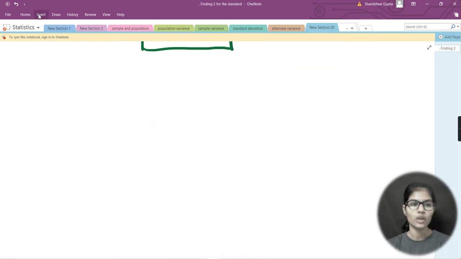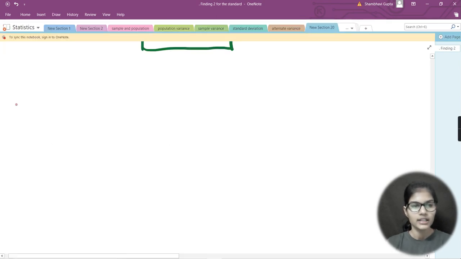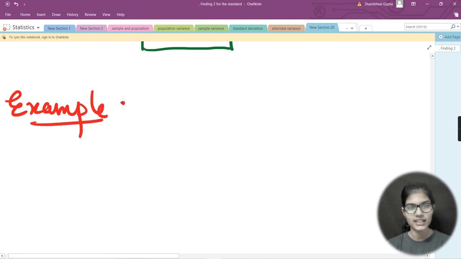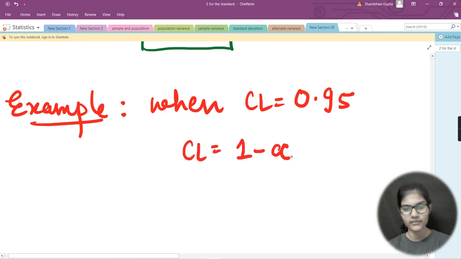Now if I just want to solve one example, take one question for this, how will I be solving that? Let's say I take an example here. My example says, when I'm given a confidence level, when CL is equal to 0.95, then what will be the value for alpha? This we can find on our own. So CL is equal to 1 minus alpha, right?